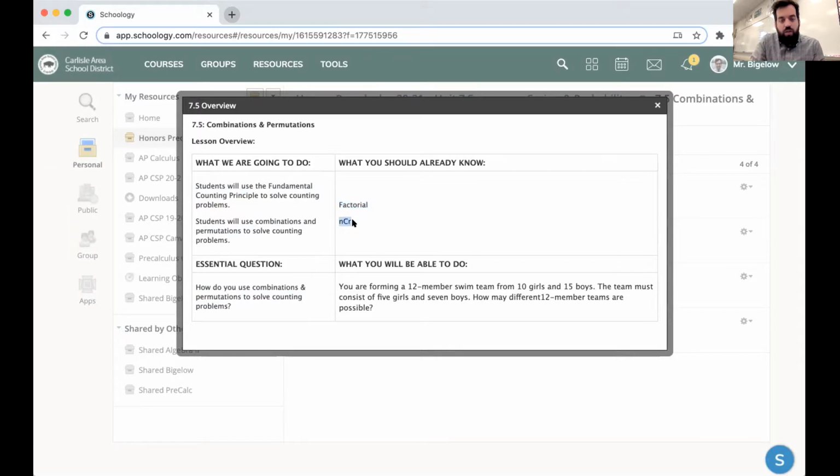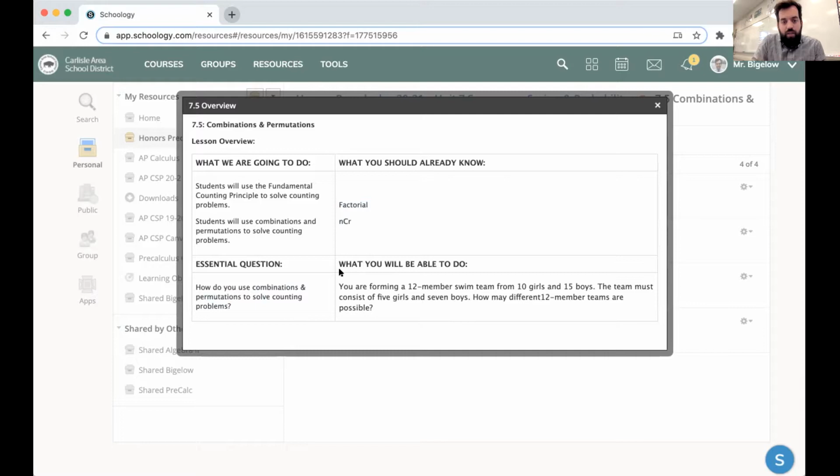And we also saw this thing called nCr in one of our previous lessons where we were talking about the binomial theorem. That is a combination. So if you remember the formula for that, that's what we're going to be using today for the combination portion. And then we also have to learn about permutations. We'll learn about the differences between all of those.